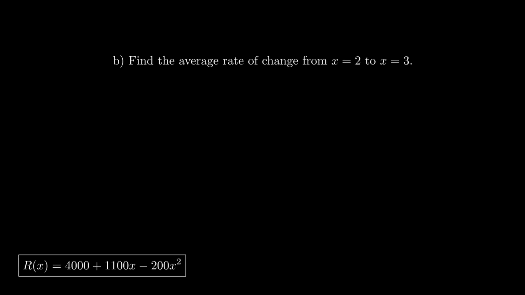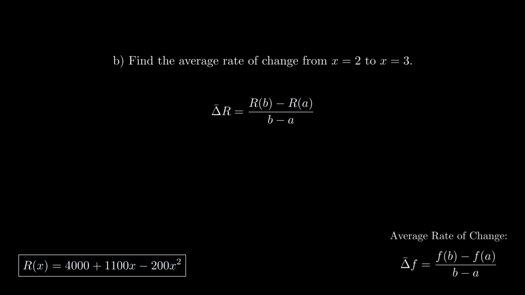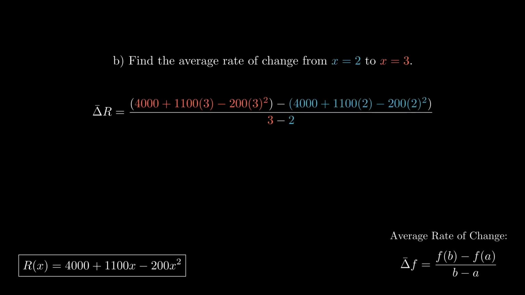Now part B asks us to find the average rate of change, so we can go ahead and pull up that formula. We know here that our function is going to be revenue, and the points that we're interested in are x equals 2 and x equals 3. Plugging that into our equation gives us these numbers, which we can throw into our calculator to simplify, and we end up with a final answer of 100.